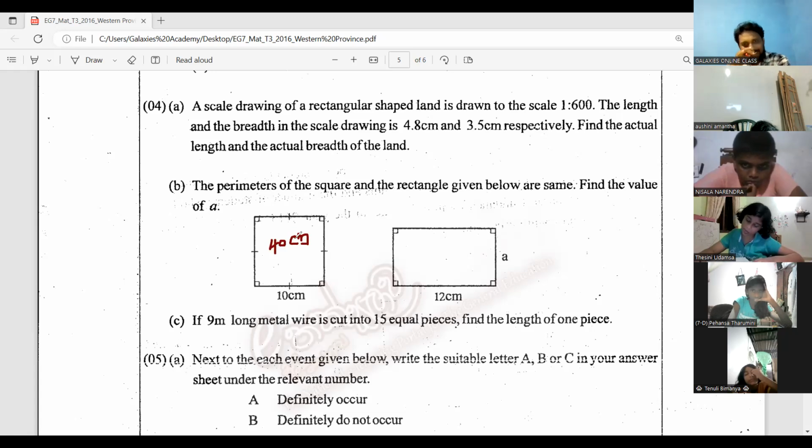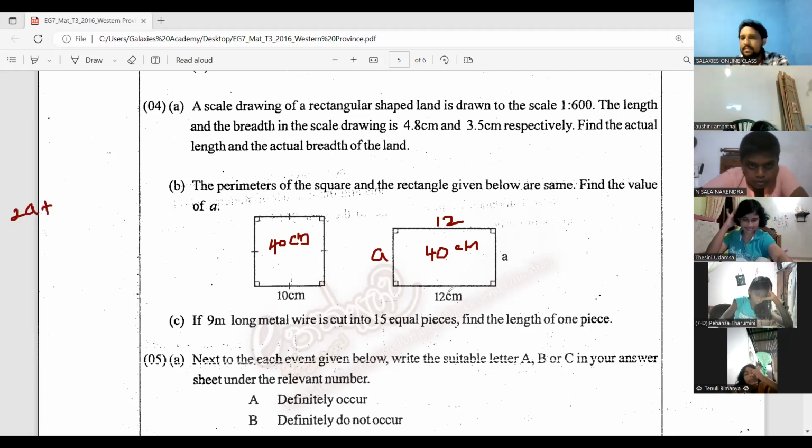Right, both of these diagrams have equal perimeters. So the rectangle's perimeter should be 40 centimeters. How can you get the perimeter of the rectangle? This side is A, this side 12, this side 8. So A plus A is 2A, 12 plus 12, 24, is equal to 40.